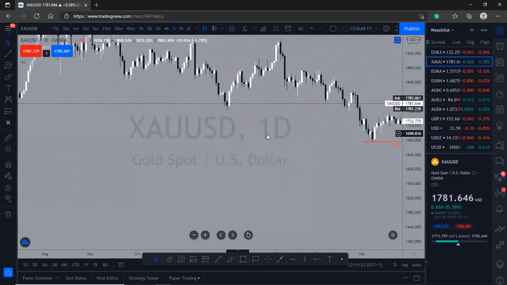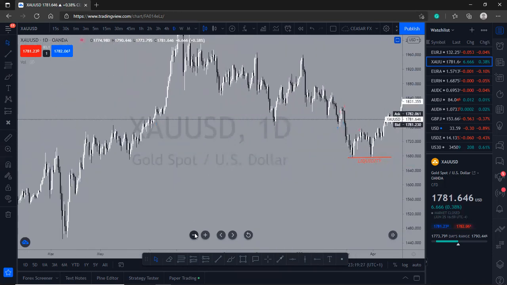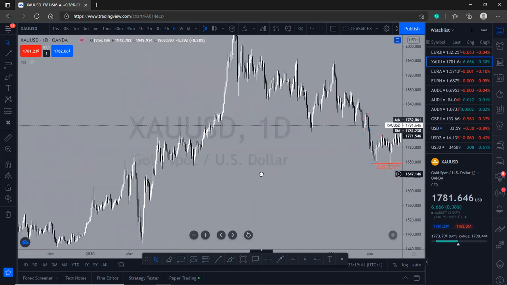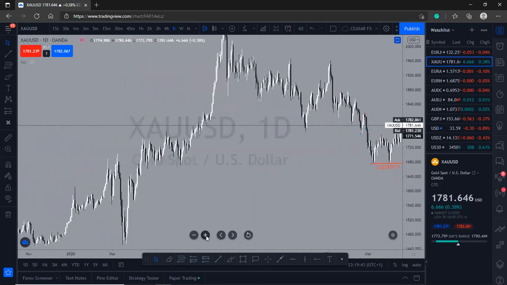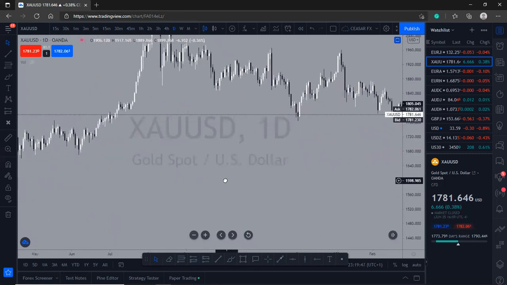So every time when you see equal lows, as you see them here, you must check on your left-hand side here. If there is an order block, there must be an order block below the equal lows. Let's quickly check if there's an order block there or not.